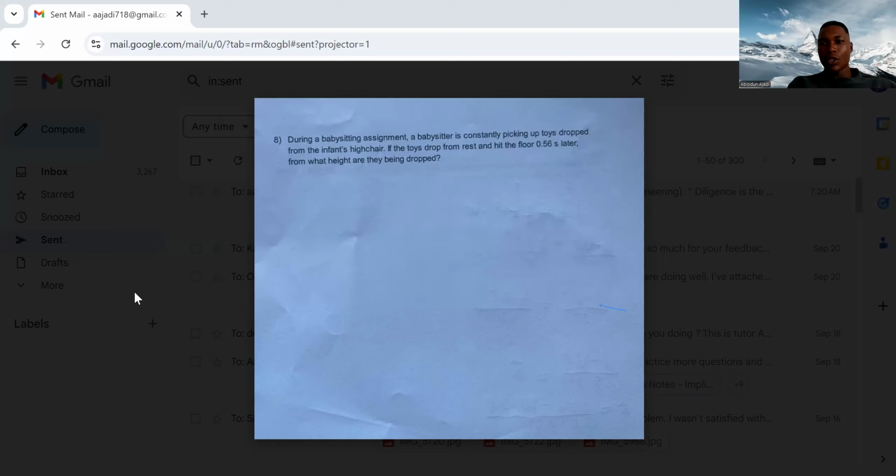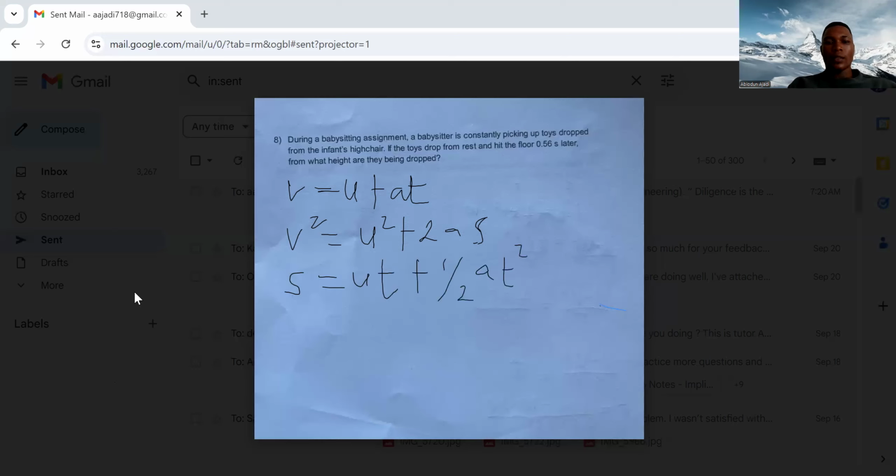Now, there are three equations of motion that we have. The first one is V equals U plus AT. The second one is V squared equals U squared plus 2AS. And the last one is S equals UT plus half AT squared. So these are the three main equations of motion that we have.